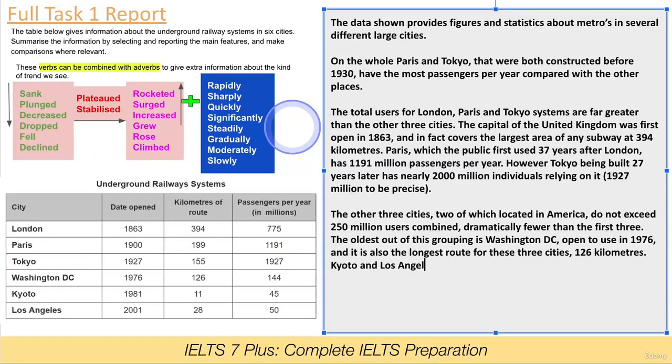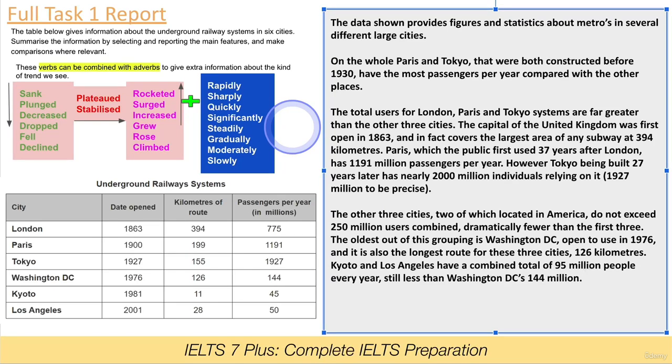Kyoto and Los Angeles have a combined total of 95 million passengers, or million people every year. Still less than Washington DC's 144 million.